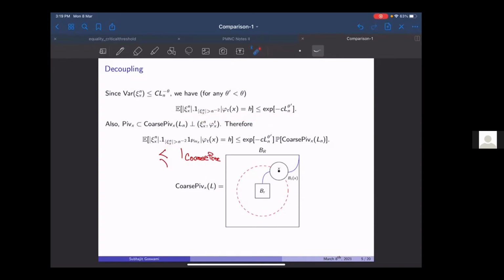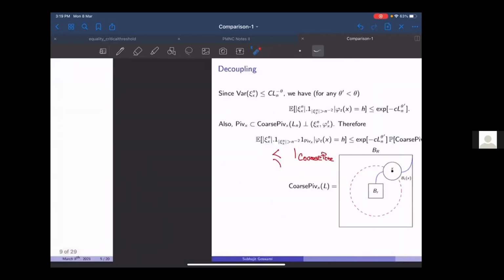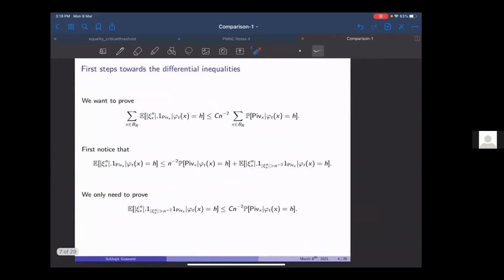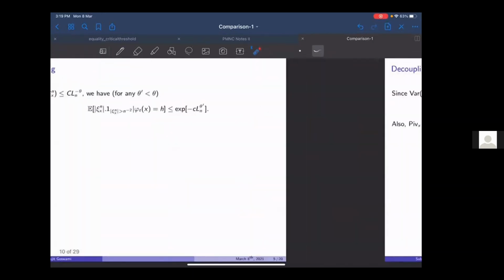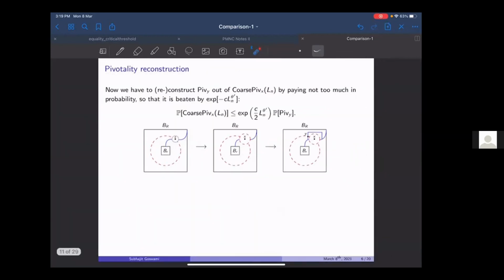Good. But we are far from declaring anything resembling victory. Of course, we have to come back to this pivotal event, because that's actually what we want, the point pivotality. So how do you do that? What do you have to do? We have to reconstruct pivotality. And how do we do that? There are two parts in reconstructing pivotality.